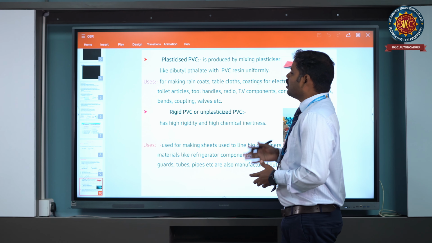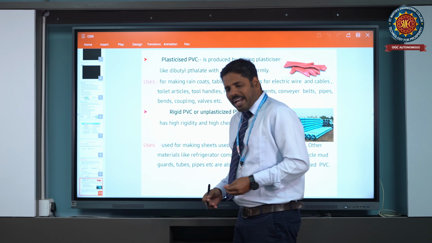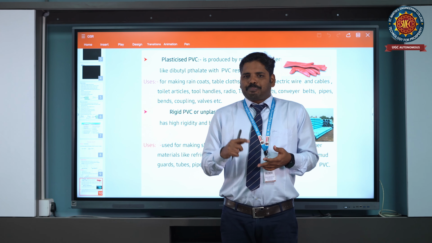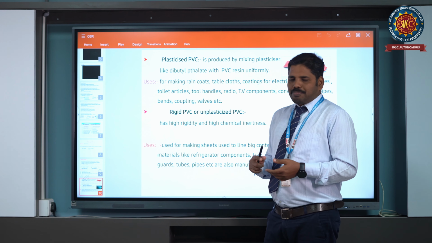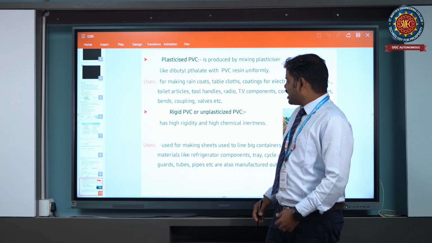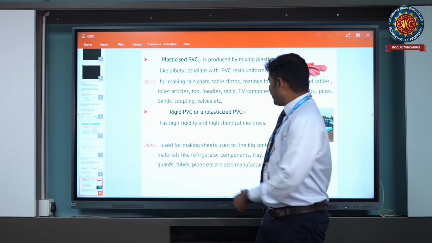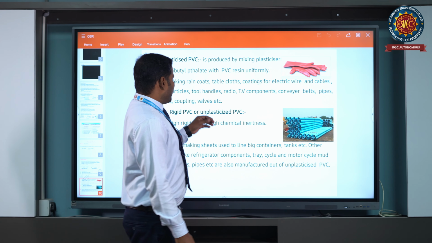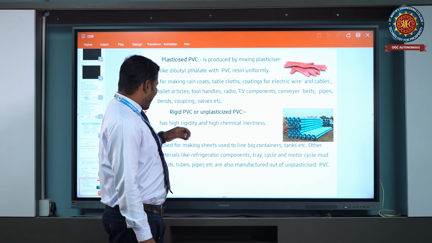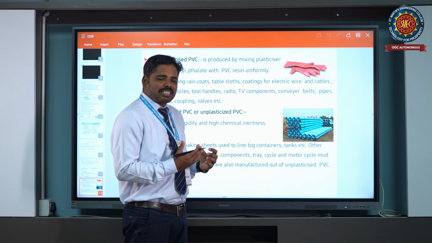What is the use of PVC? First one, it is used to produce raincoats, table covers, pipes and cables, and electrical insulating materials. Next one, rigid PVC and plasticized material. Rigid PVC is made without adding plasticizers like dibutyl phthalate. It has high rigidity, high hardness, and high brittleness.